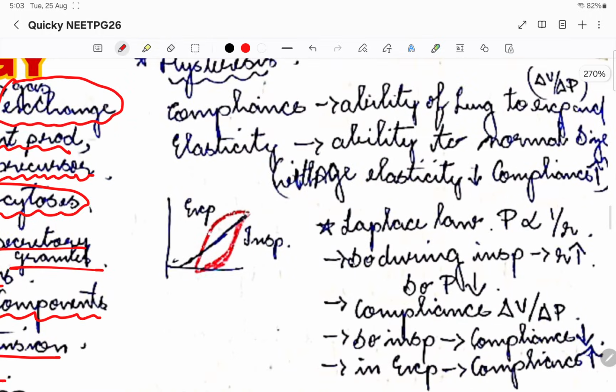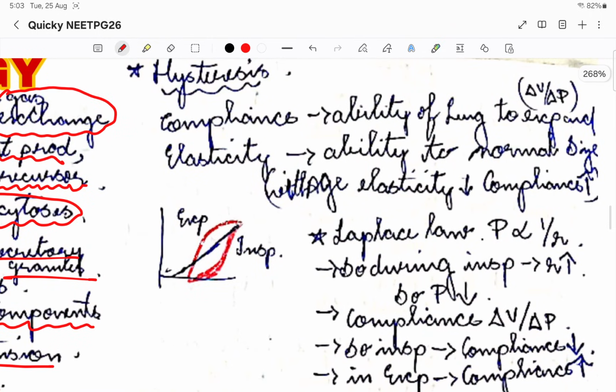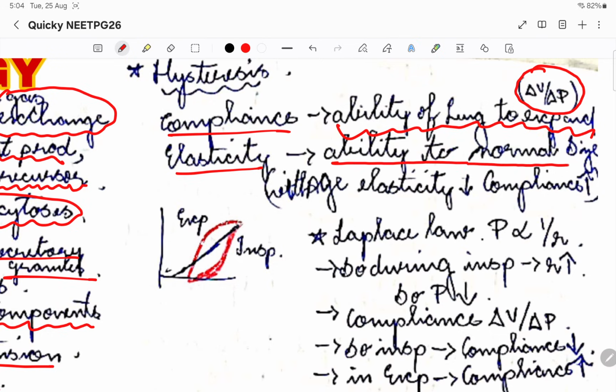Then coming to hysteresis, there are two words I want you to remember: compliance and elasticity. Compliance is the ability of the lung to expand. Remember it as delta V by delta P, meaning the change in volume to the change in pressure is known as compliance. Elasticity is the ability to return to normal size, basically elastic work.